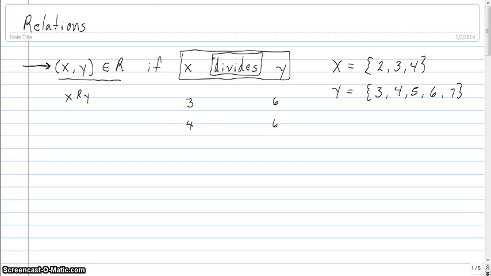I've defined the set X to be {2, 3, 4}, and the set Y to be {3, 4, 5, 6, 7}. This is an example of what's called a binary relation, because the first element in our relation has to come from the set capital X, and the second element has to come from the set capital Y. So I'm going to write out the elements of my relation as a set of ordered pairs where the x value comes from these numbers and the y value comes from these numbers.